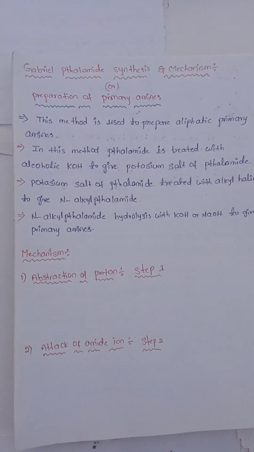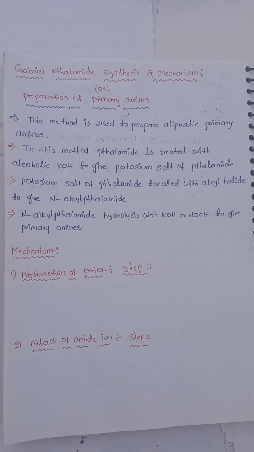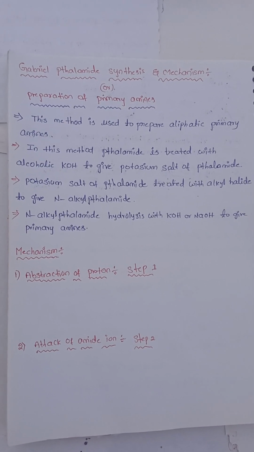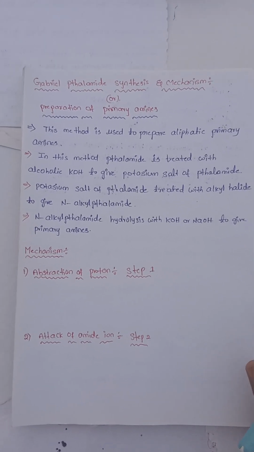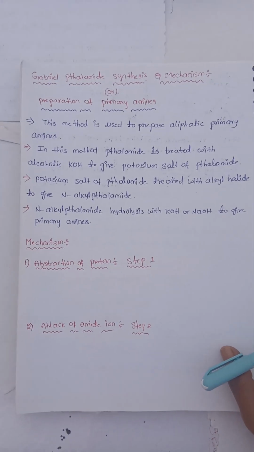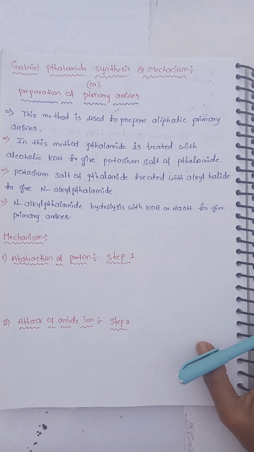Hello guys, today our topic, the most important topic: Gabriel Phthalimide Synthesis and mechanism. This is the preparation of primary amines. In this concept you have to prepare the amines by two methods, one is Gabriel Phthalimide Synthesis, another is Hofmann bromamide.